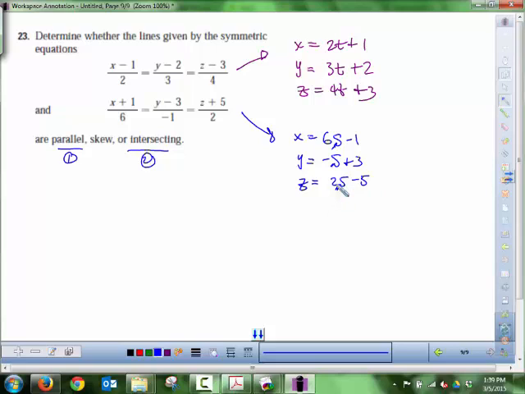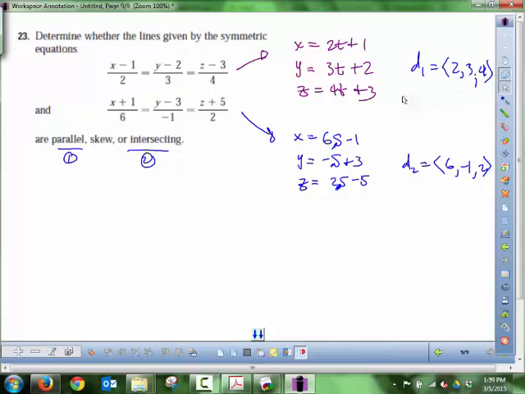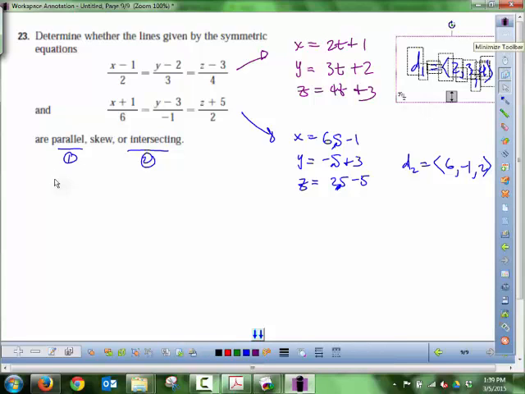So now if I look at the coefficients, the direction vector here is going to be 2, 3, 4, and then my direction vector here is 6, minus 1, 2, and it looks like there's no way I can get this one to be a multiple of the other, so I think I'm all good in terms of determining whether they're not parallel. In this case, they're not parallel.